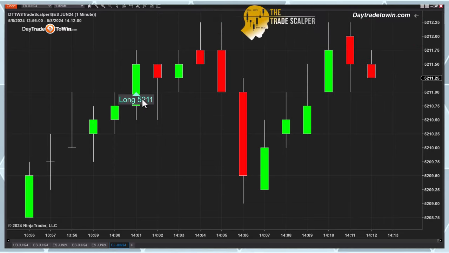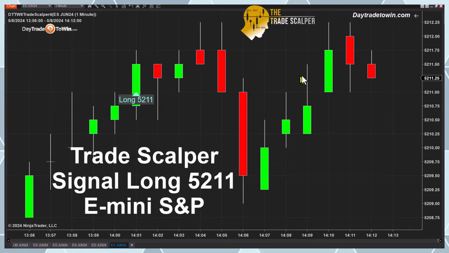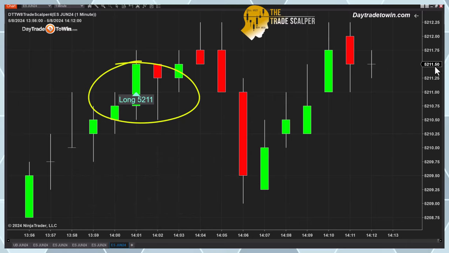Back to the E-mini S&P here. You see a signal here to go long at 52.11. So this is live, I'm recording this live. It's 2 o'clock, 2:01, and this is giving me the opportunity to be a buyer.